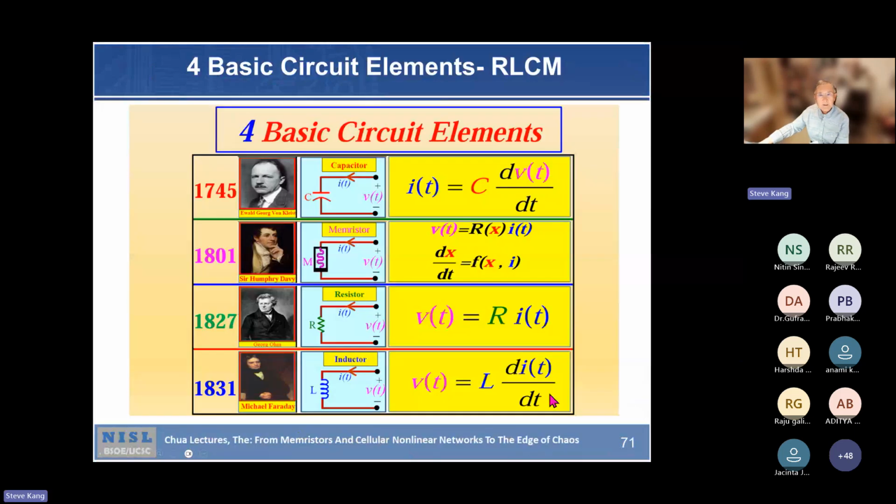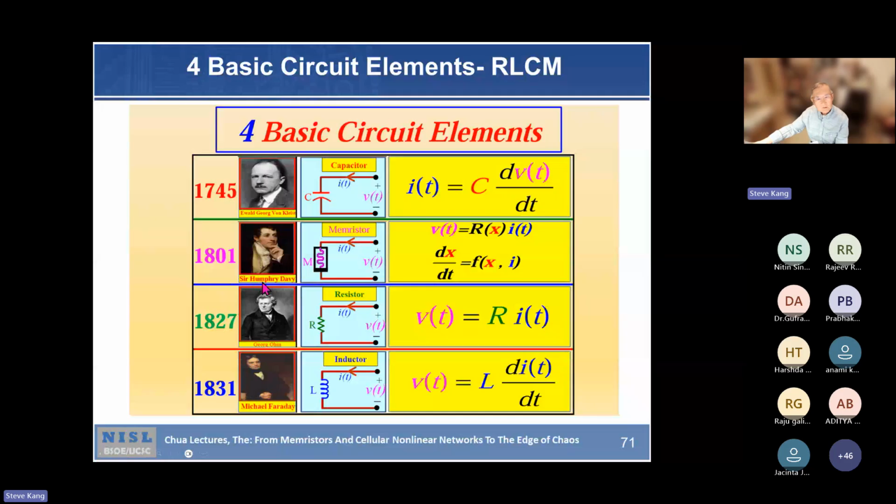So in terms of basic circuit elements, again, the capacitor: Ewald Georg von Kleist, 1745, defined the capacitor. And Humphry Davy, 1801, Leon gave him credit for identifying the memristor actually. So v(t) is equal to R(x) times i, where x is a state variable and dx/dt is a function of x and i. So it can be traced back as early as 1801. There is a lot of historical evidence, so we will look at some of it.